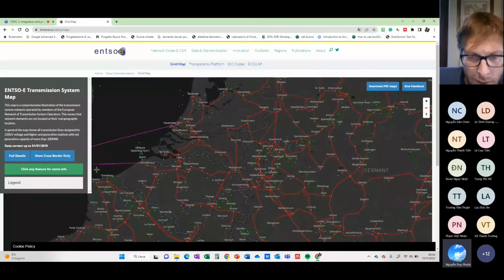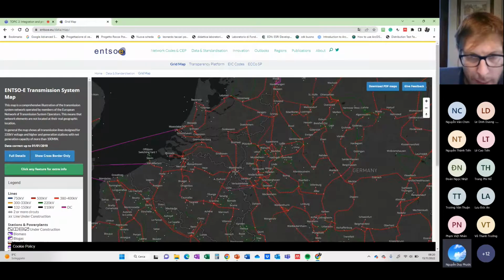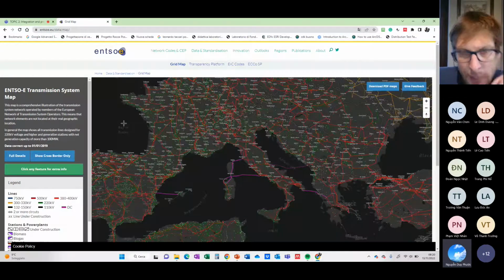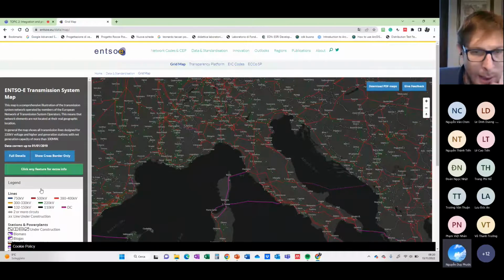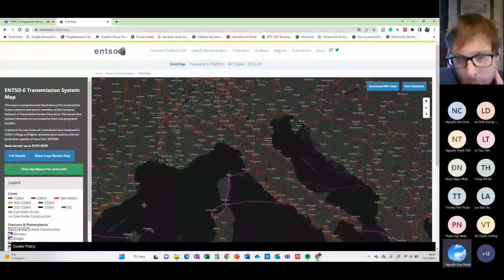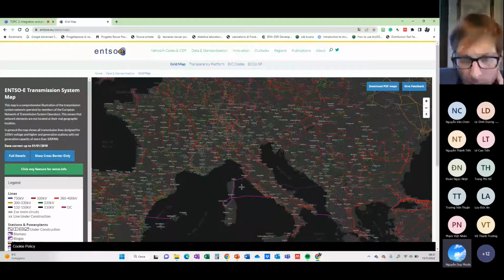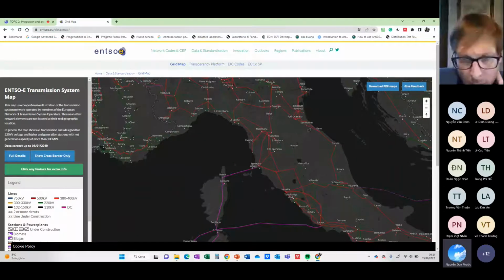So here you have the legend. Basically, the red lines are at 380, 400 kV, okay? While the green ones are at a lower level, like 220 kV, okay? Moreover, you have some pink lines, okay? For instance, here. What's the meaning of these pink lines? Do you have an idea?